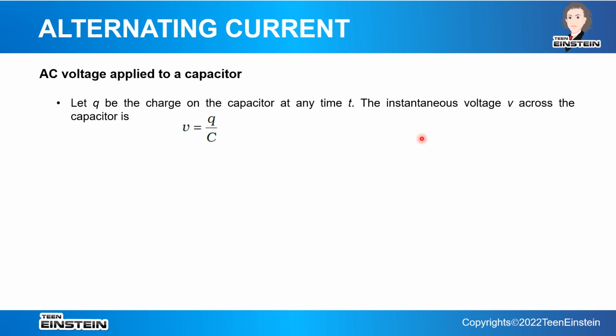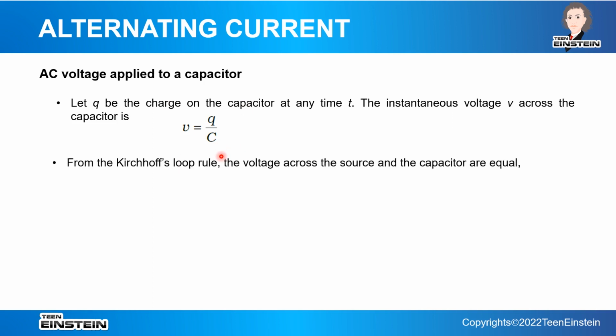So if it is dependent on time, what is the instantaneous voltage? Instantaneous means at this particular time, what is the voltage? At any particular time, voltage across the capacitor can be given by Q by C. This we already studied when we studied capacitors. Now look at that circuit and Kirchhoff's loop law: the sum of all the voltages has to be zero. If there are only two elements in the circuit, one is the voltage source, which is Vm sin omega t, and another one is the capacitor. The voltage across the capacitor is Q by C.